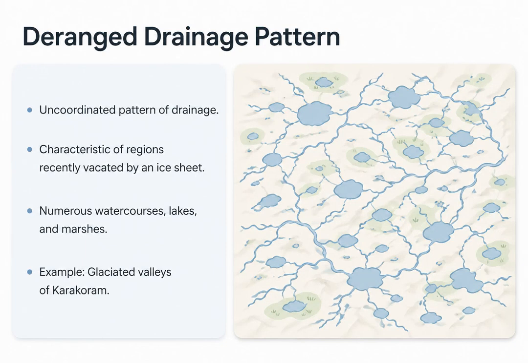Sometimes there is no pattern at all. This is called a deranged drainage pattern. It is an uncoordinated, chaotic landscape of numerous small watercourses, lakes, and marshes. This is highly characteristic of regions that have been very recently vacated by a massive ice sheet or glacier. The ice scours the land, leaving behind irregular depressions that fill with water. We see this in the glaciated valleys of the Karakoram Range.